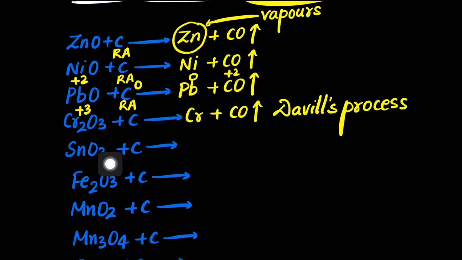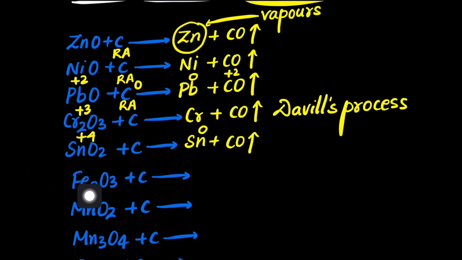Next we have SnO2, that is tinstone. In this case again we basically use anthracite coal, and it reduces it to Sn, and CO is formed. Tin is in +4 oxidation state going to 0, so it is reduction, and carbon is oxidation. So this reaction takes place in the extraction of tin.